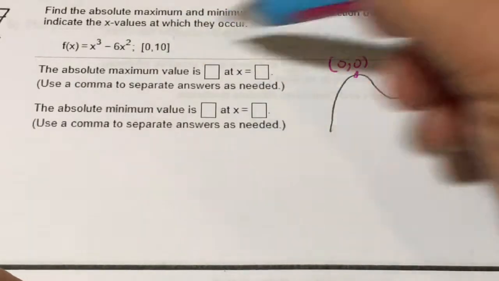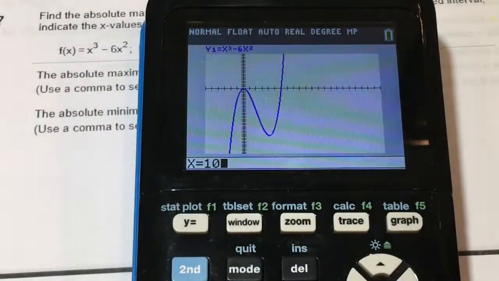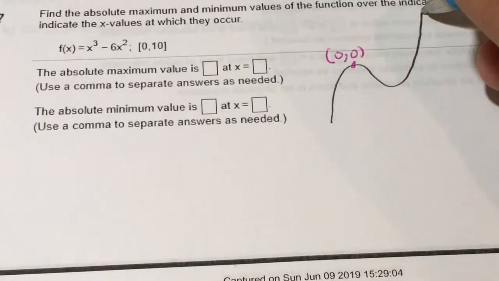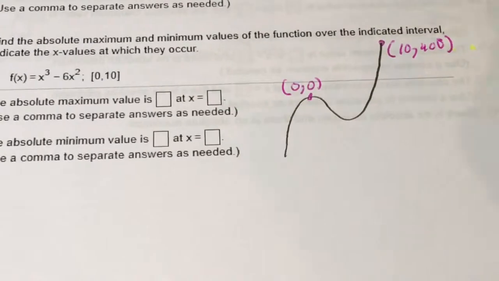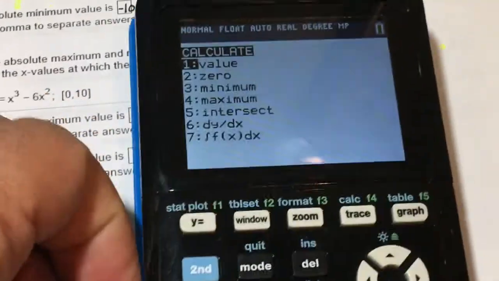Now I want to get the value at 10, which would be over here somewhere. So all I have to do is type in 10 while I'm still in this value mode. So I just type in 10. And it gives me 400. It's not even on my screen. So way up here, this endpoint is going to be 10, 400. Obviously my absolute max. Now I want to find out what this minimum value is here at that little valley. So we're going to hit second calc min.